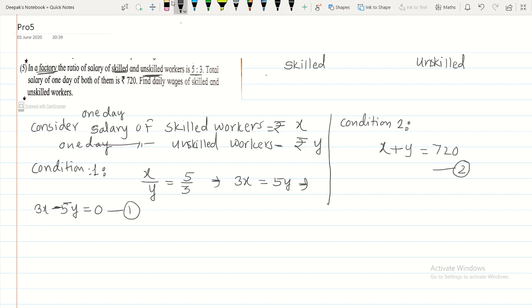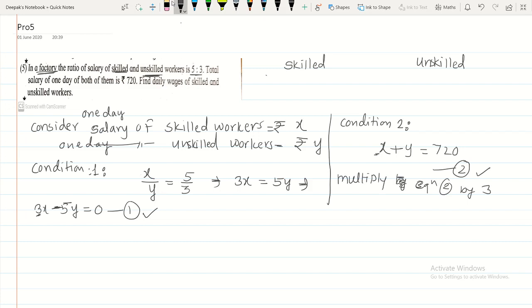These are the two linear equations we got. This is equation 1 and this is equation 2. Now the coefficient of X in equation 1 is 3, and the coefficient of X in equation 2 is 1, not equal. So I just want to make the coefficient of X equal to 3 in equation 2. So what to do? I multiply equation 2 by 3.